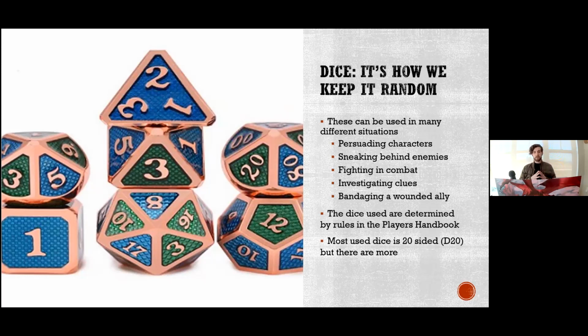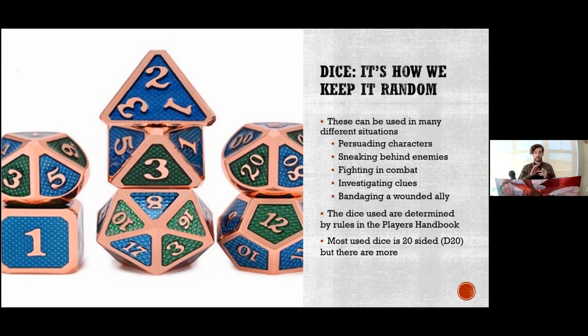Most often, the dice that we use is a 20-sided die, often just referred to as a D20. But there are many, many more, as you are seeing in the photo on the left. We have D4s, we have D10s, D12s, and there are also D8s. And of course, there is the classic die, the D6.